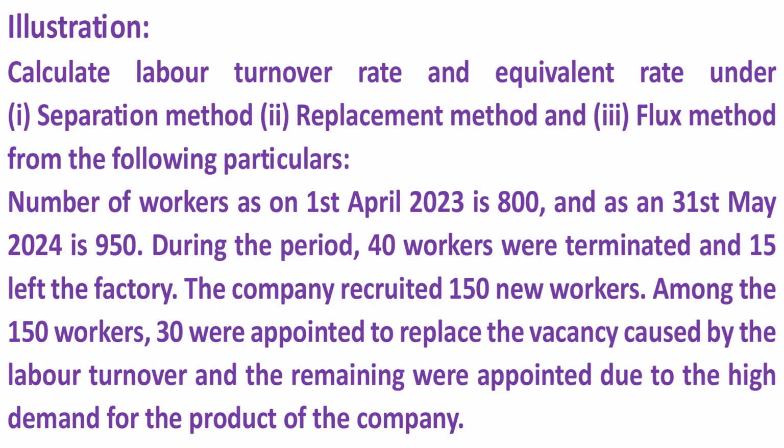Illustration. Calculate labor turnover rate and equivalent rate under 1. Separation method, 2. Replacement method and 3. Flux method from the following particulars. Number of workers on the 1st of April 2023 is 800, and on the 31st of May 2024 is 950. During the period, 40 workers were terminated and 15 left the factory. The company recruited 150 new workers. Among the 150 workers, 30 were appointed to replace the vacancy caused by the labor turnover, and the remaining were appointed due to the high demand for the product of the company.